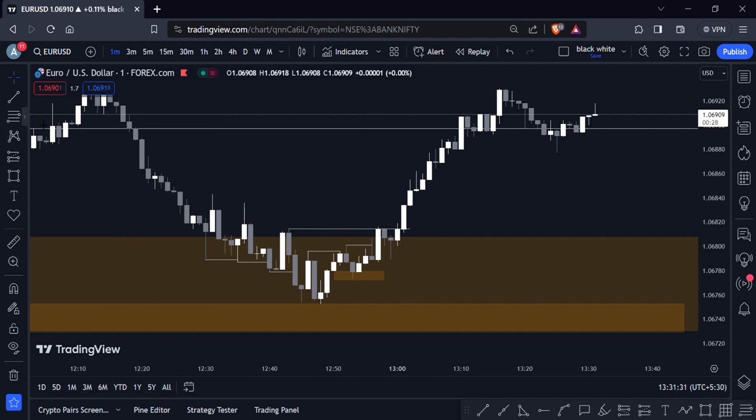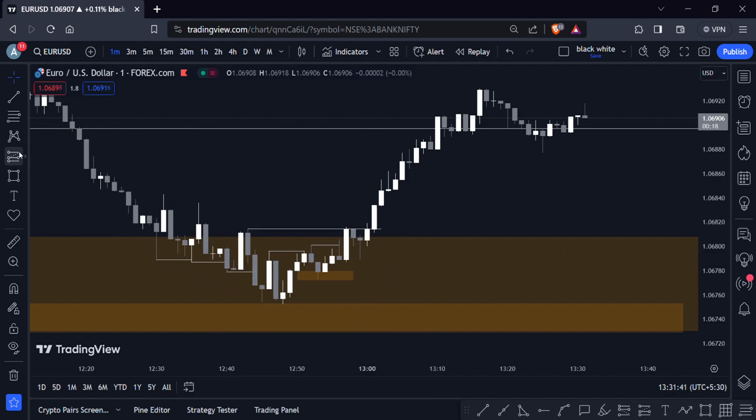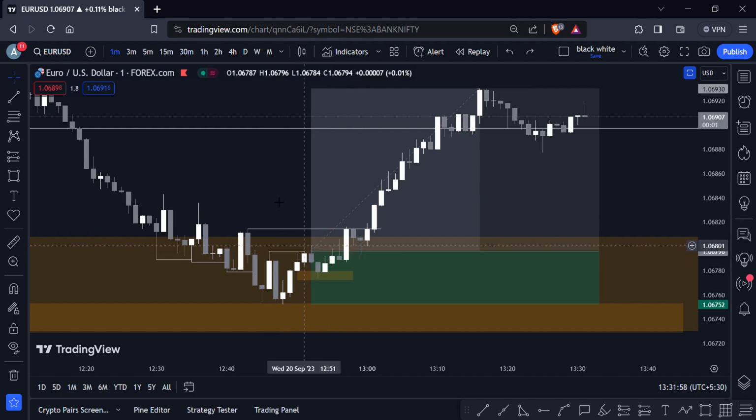So finally, the last confirmation was here when the market wicked this high, that is the major time supply zone. And at that point of time, I was pretty much sure that I'm going to enter this trade. So I took an entry. I'll just make a box so that you can clearly see. So I took an entry at this zone. I market executed the trade.